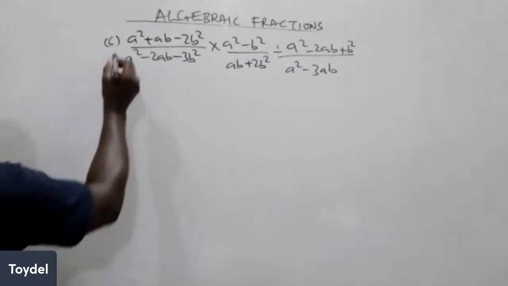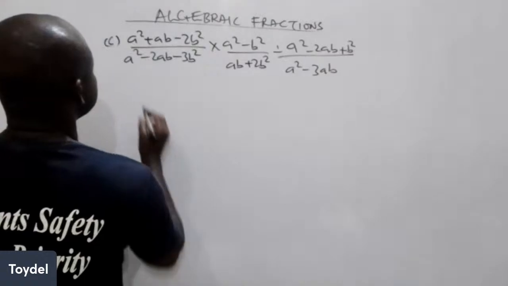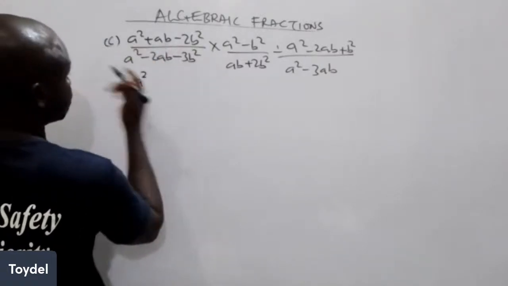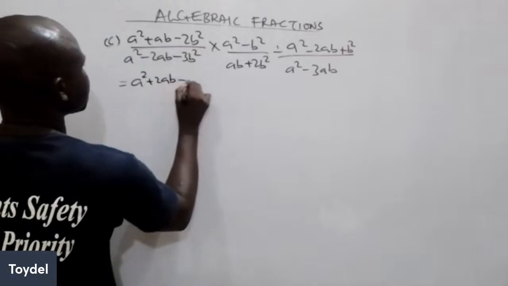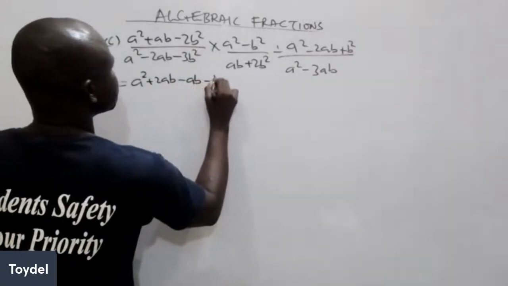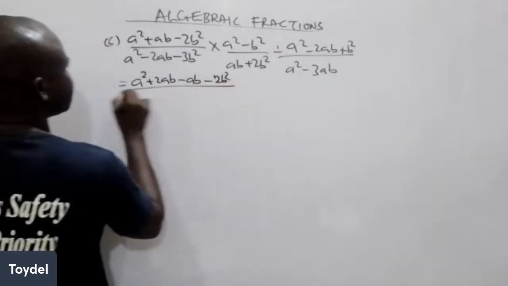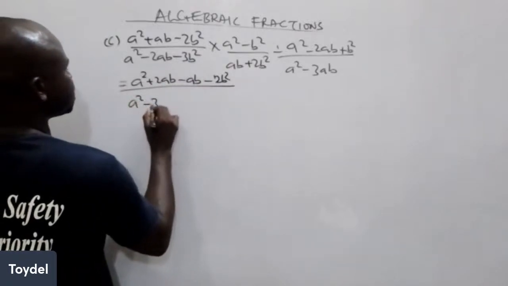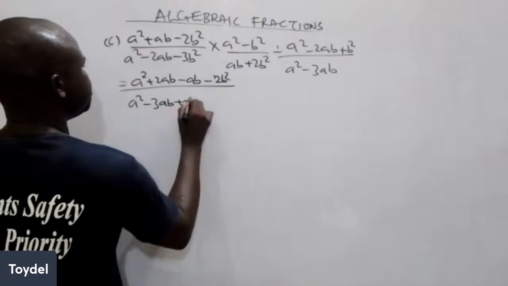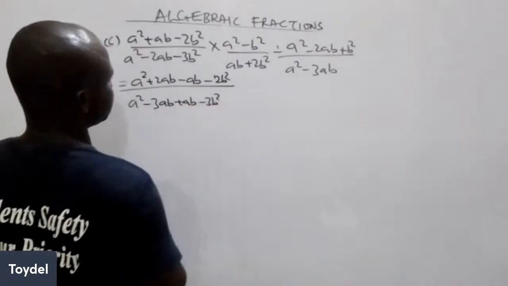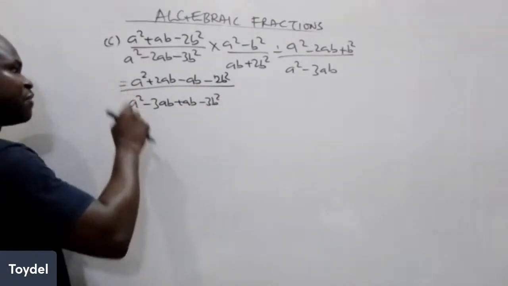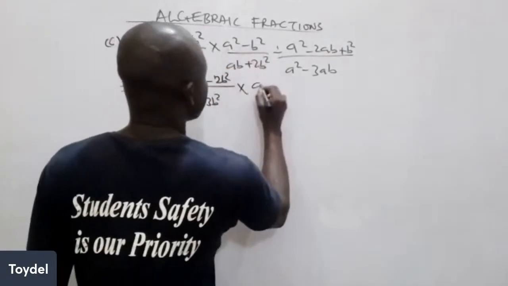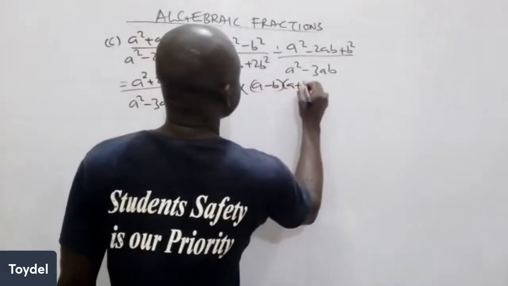So what do we do here? Let's look at the numerator. Can we factorize? Yes. This will be equal to a squared plus 2ab minus ab minus 2b squared. That's what we are going to have. Let's check out the denominator. We have a squared minus 3ab plus ab minus 3b squared. That's what we are going to have. When I express this, please check my video on theory of quadratic equation to know how to factorize. This is difference of two squares. So I have a minus b, a plus b.